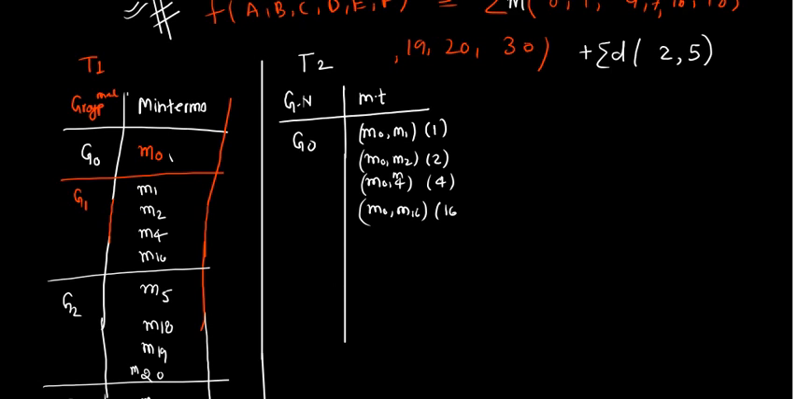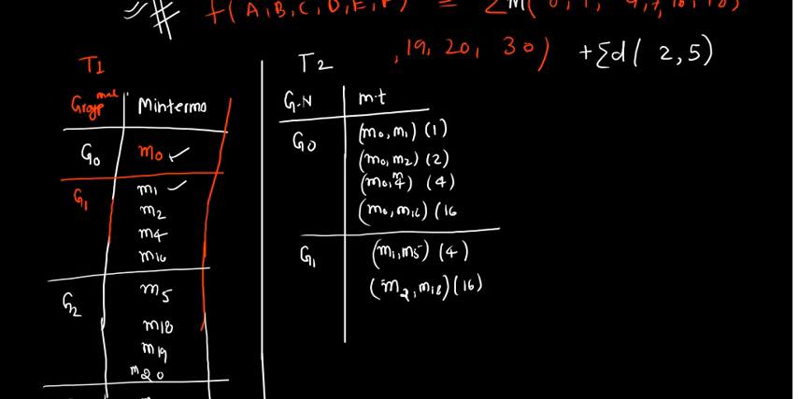Now group 1. M1, M5, difference is 4. M1, M19, no, wrong. M2, M18, 16, yes. Then you have taken care of this, and this, and this. So this is how we can also check it, right? So we don't get to do it again.